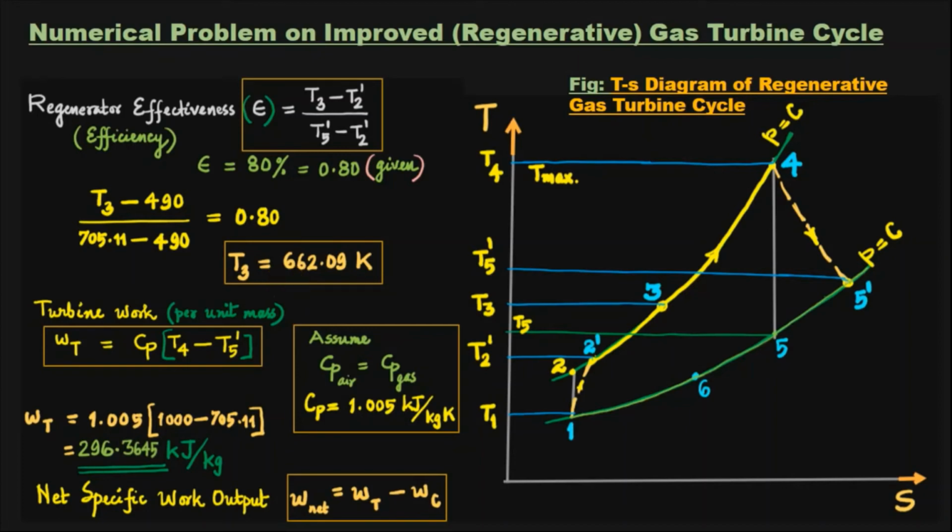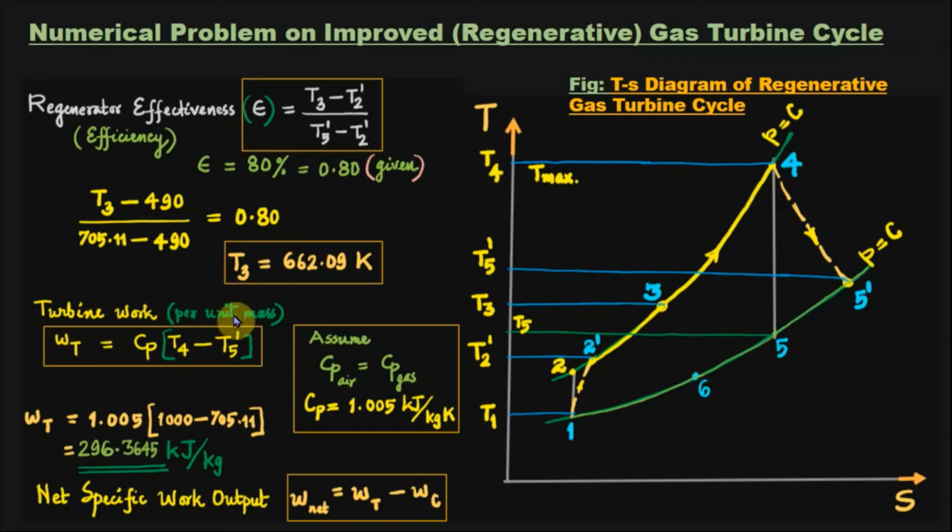Now we will be in a position to calculate all the performance parameters like turbine work, compressor work, thermal efficiency, net work output, heat supplied, etc. Because we know the temperature at all state points now except the point 6, which represents the temperature of the exhaust gas when they are driven out of the regenerator.